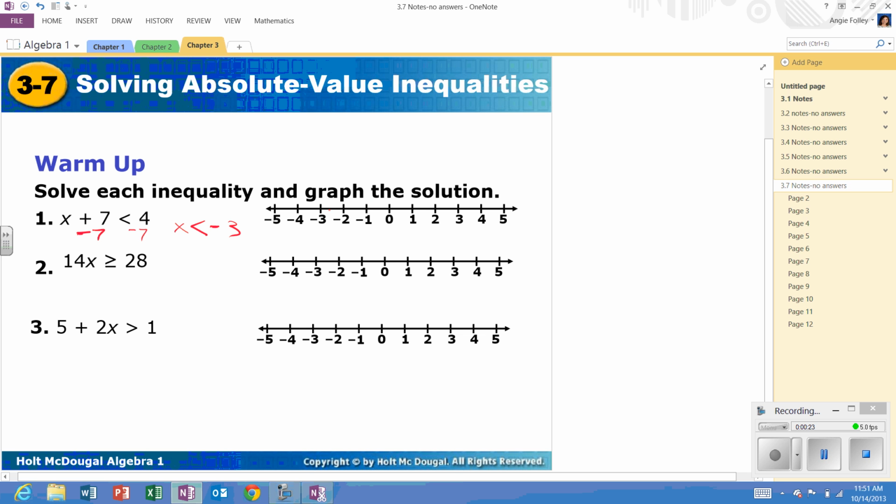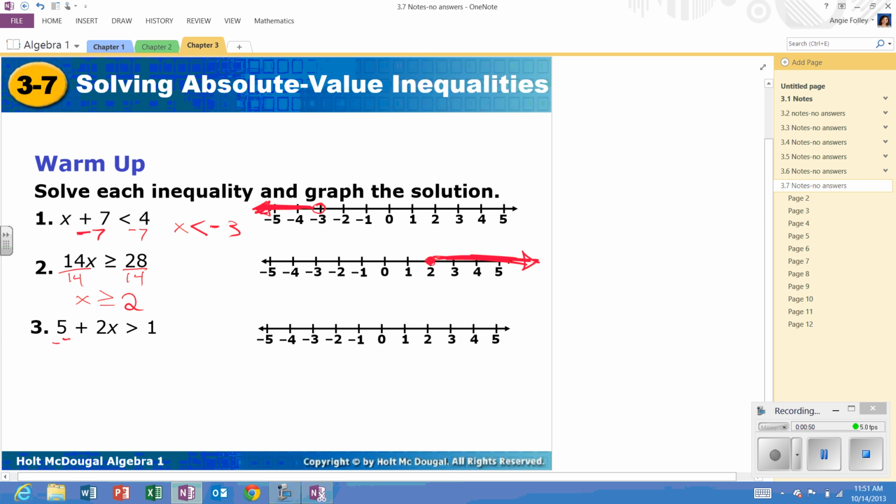We're going to have an open circle at -3, and x is everything less than -3, so it's everything to the left. Okay, for number 2, we need to divide both sides by 14. Then x is greater than or equal to 2. So I'm going to have a closed circle at 2 since it's a greater than or equal to. And then it says everything is greater, so it's everything to the right. It's a little arrow there.